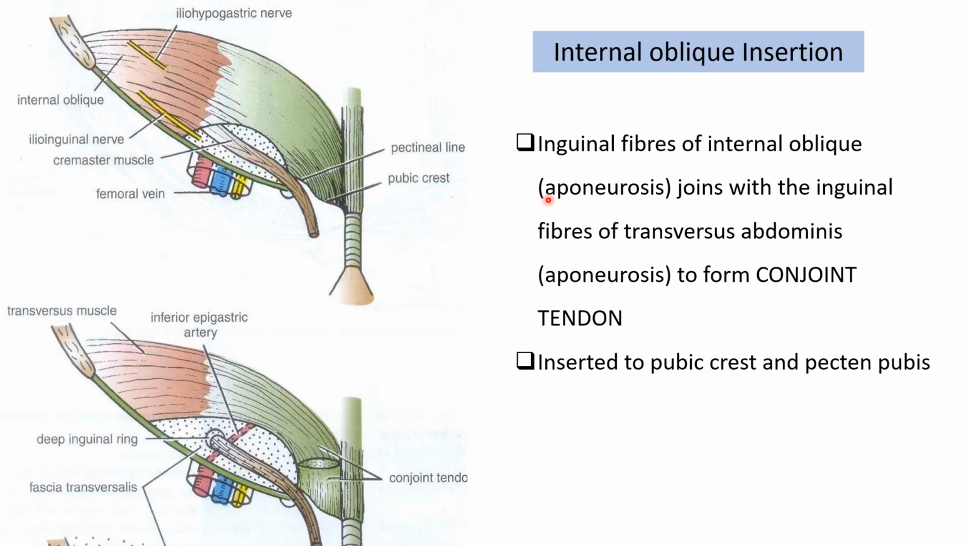Then the inguinal fibers of this internal oblique form the aponeurosis that joins together with the aponeurosis of the transversus abdominis muscle. Here you can make out in this picture the internal oblique, first picture. In the second picture you can make out the transversus abdominis muscle. So here you can see a conjoint tendon is formed. What is this conjoint tendon? It is nothing but the fusion of the aponeurosis of internal oblique and transversus abdominis. This conjoint tendon is inserted to the pubic crest and the pecten pubis.